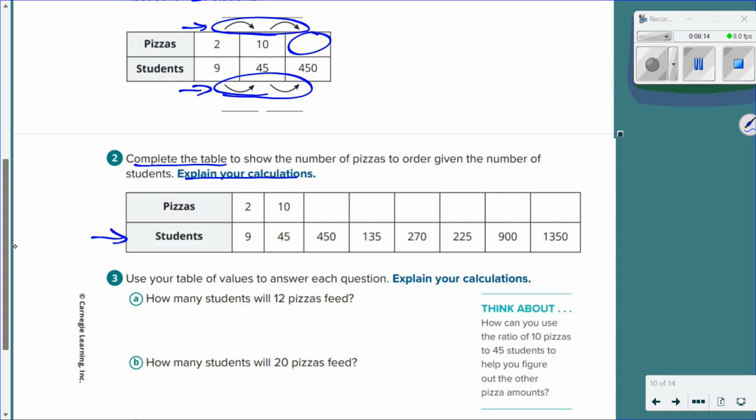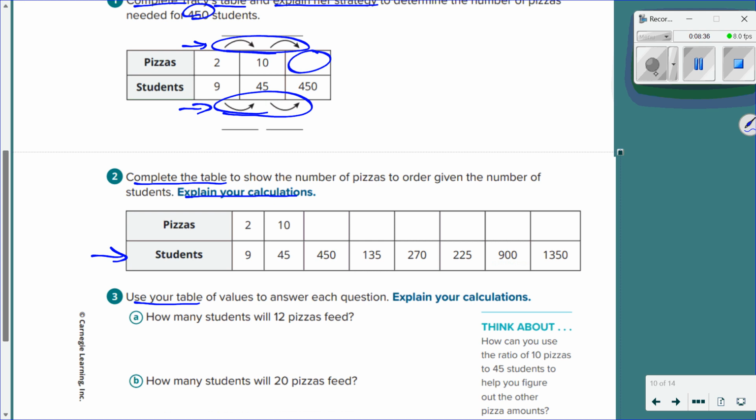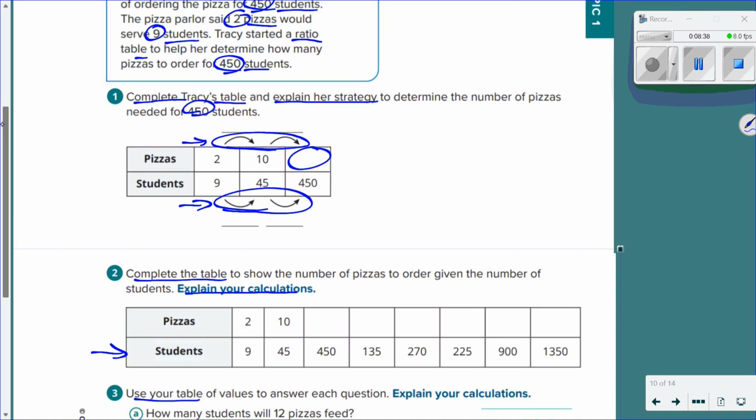There are an infinite number of correct answers on this. You just need to show us how you're doing it. Once you've done that, you can then use your table values to answer these 3 additional questions. So we're going to give you guys about 10 minutes to finish up this page. Any questions before we get going? Okay, you have 10 minutes. Go ahead and go.